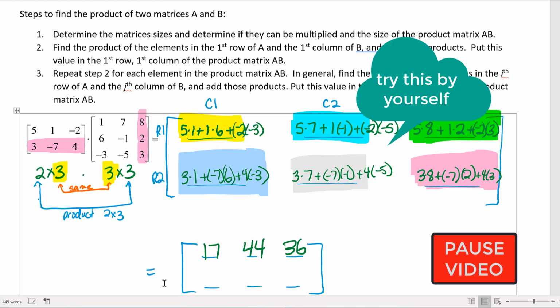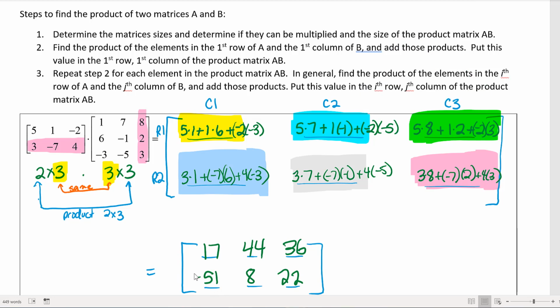Why don't you pause the video and see if you can get the last three values on your own. You should have got -51, 8, and 22 for the last elements of the row. So this is how you matrix multiply.